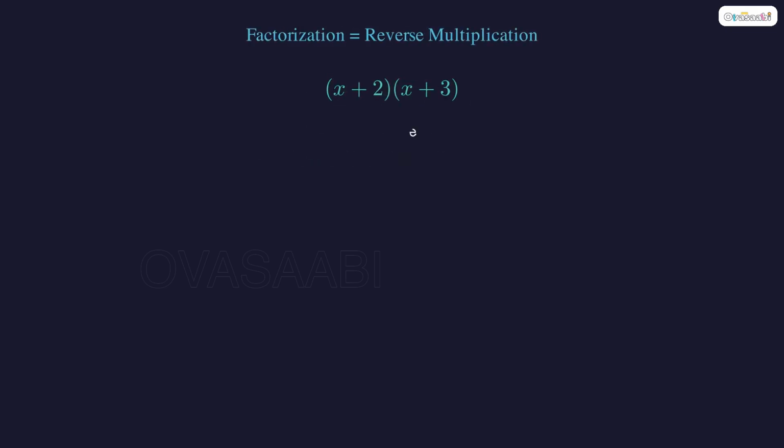Think of factorization like reverse multiplication. If we expand two brackets, we get a quadratic. Factorizing means going backwards, from the quadratic back into two brackets.